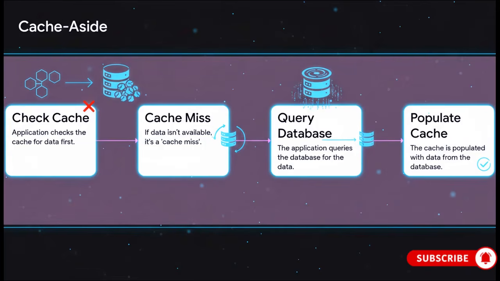Here's how it works. The application first asks the cache for a piece of data. If the data isn't there, that's what we call a cache miss, the application then goes and queries the primary database. It gets the information, and only then does it add that data to the cache for next time. So the data is only loaded when it's first requested.